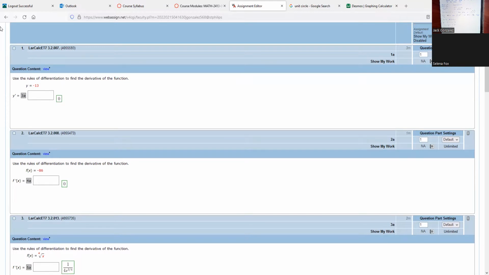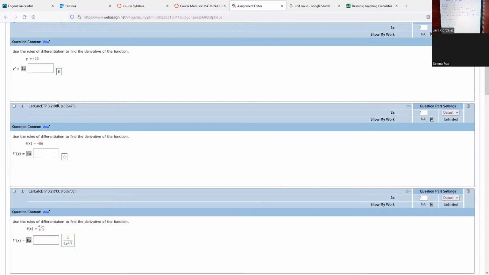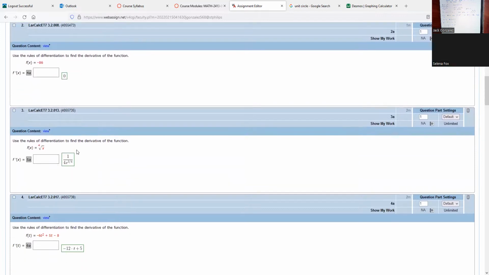So number one, what is the derivative of negative 13? Zero. It's going to be 0 because of the constant rule, the first rule. It's a constant, so it has no rate of change. Literally, it's constant, so it must be 0. It's not changing. So 1, 2, you see how they're 0, and that's why. Okay. Number 3 is a little more interesting. Let's do that one.